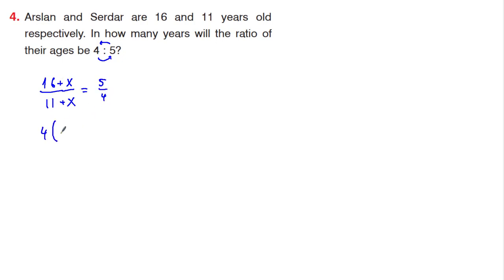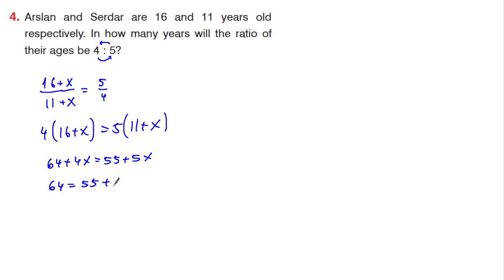Cross multiply. 4 times (16 plus x) is 5 times (11 plus x). 4 times 16, 64 plus 4x, is 55 plus 5x. From here you subtract 4x, you get 64 is equal to 55 plus x. Subtract 55, you get x is 9. So in 9 years.